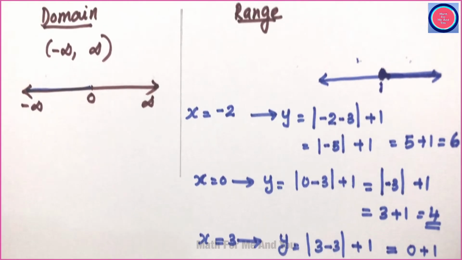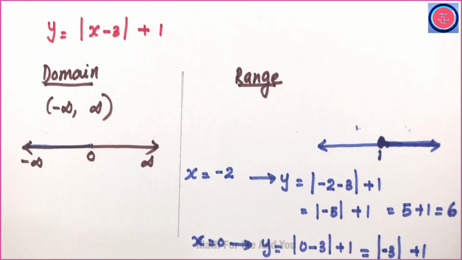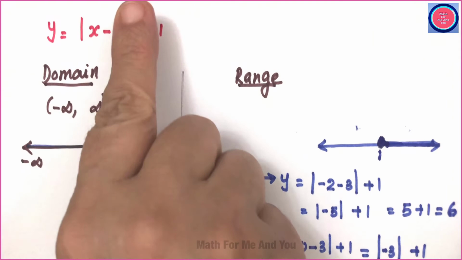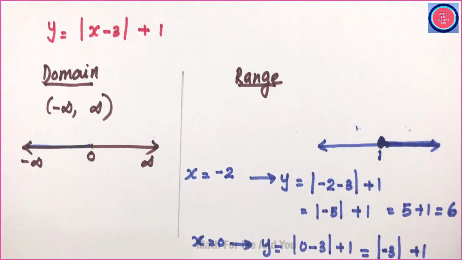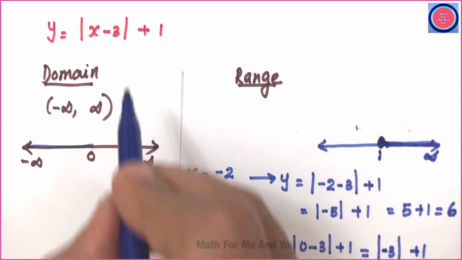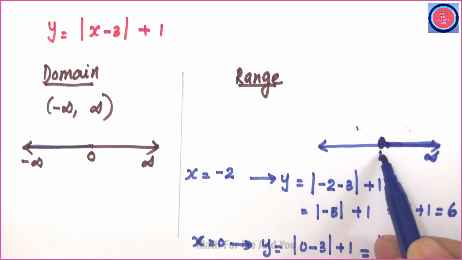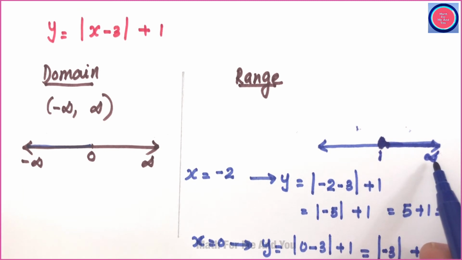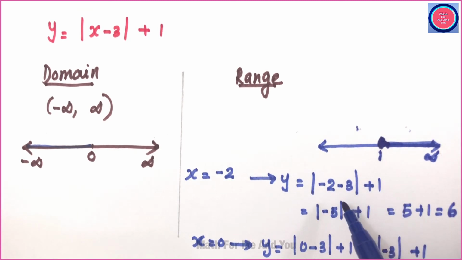According to what number we are adding or subtracting after the modulus, the minimum value changes. If it is plus 1, the minimum value is 1, so we get 1 to infinity. For example, in place of 1, if it is 2, then we get 2 to infinity. The range becomes the closed interval 2 to infinity.